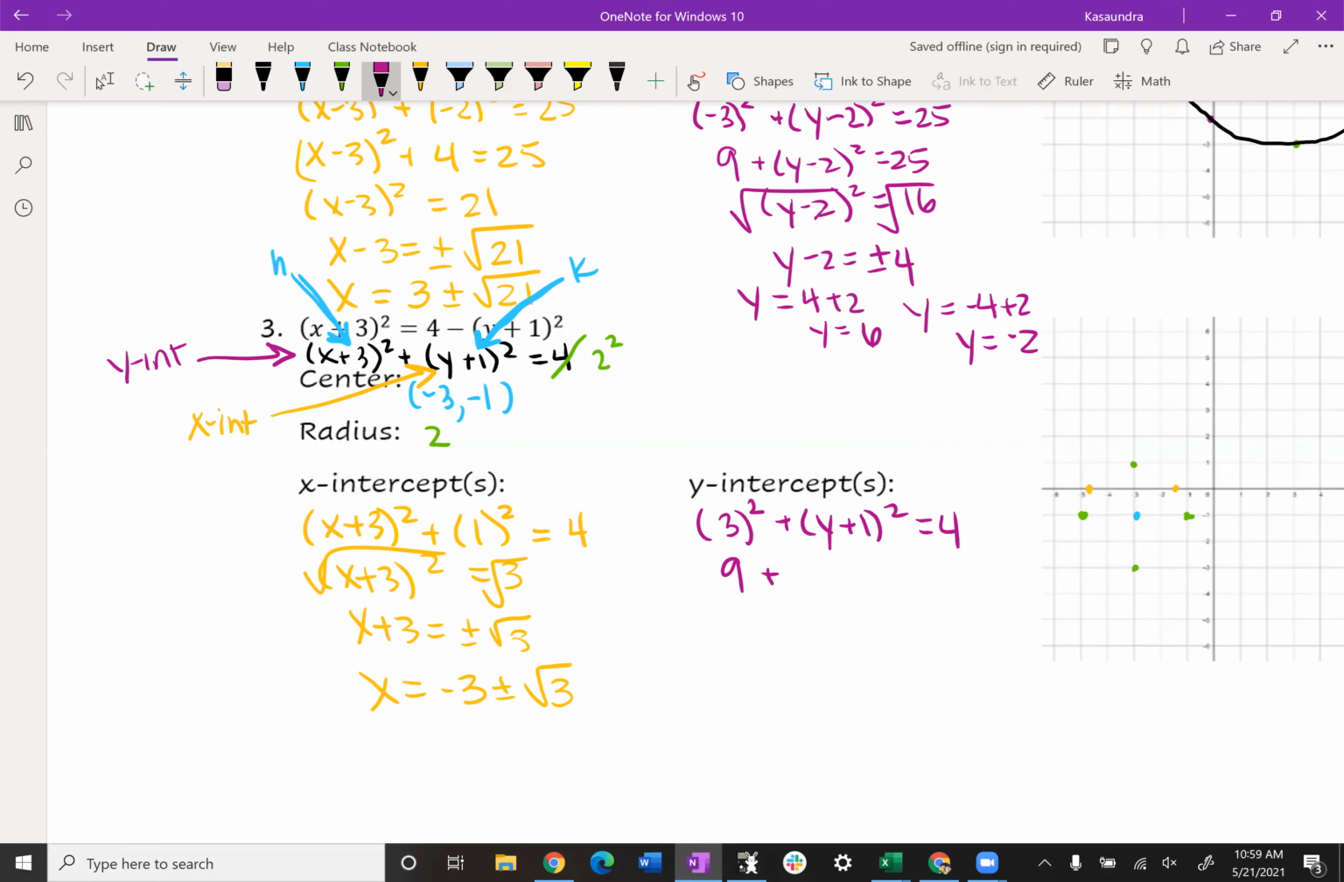3 squared is 9. If I subtract that 9 on both sides, 4 minus 9 is a negative 5. And I have to take the square root to get the y by itself, but here's the problem. Square root of a negative is an imaginary number. I can't put it on the graph. That's why there are no y-intercepts on this particular graph. Okay, so let's connect the dots here. And there's our circle.